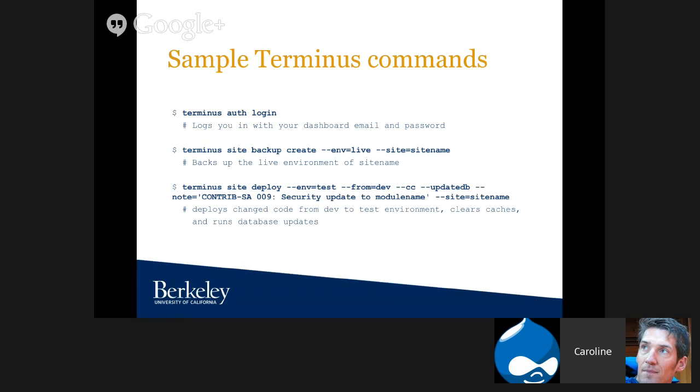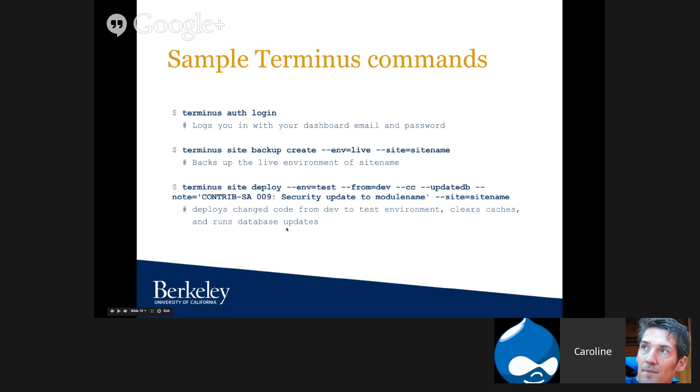The next sample command is how to create a backup for your live environment of a particular site. So Terminus has this idea of commands, subcommands, and arguments. Terminus is how you call the script, site is a command, backup and create are subcommands, and then you pass in these arguments of live for the environment and site for the site name. And here's a more complicated one.